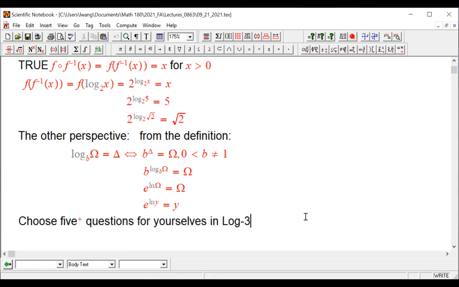Okay, in the log section, you just have to flip the pages. I want you guys to flip the pages every day to see what's in there, how much we need to learn, how much we need to review.